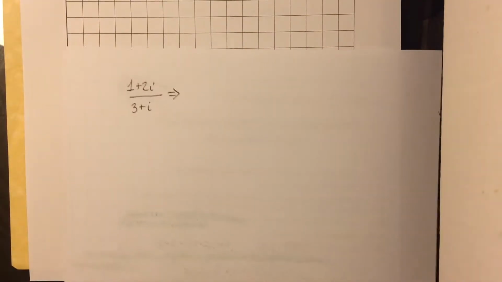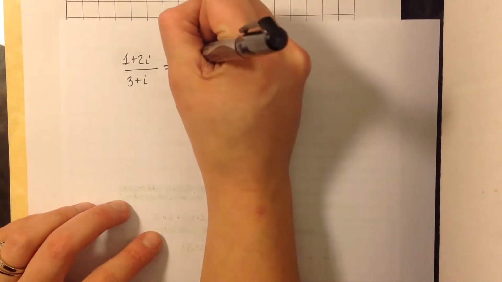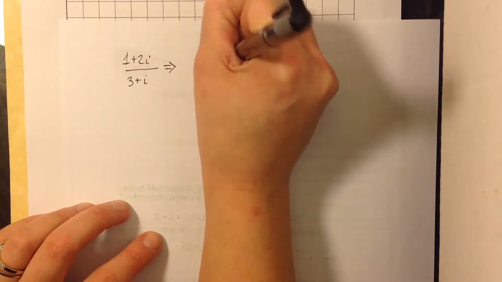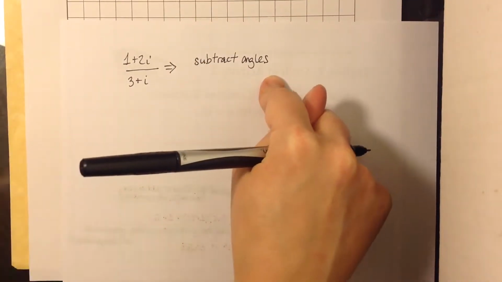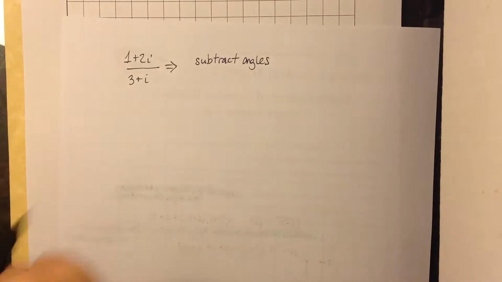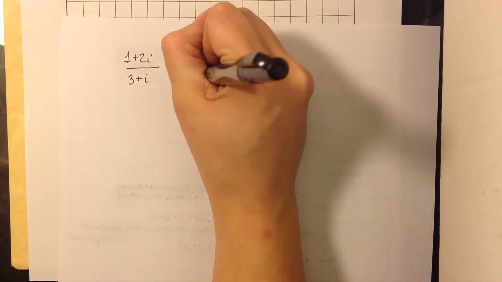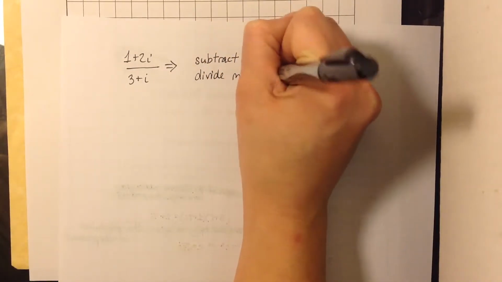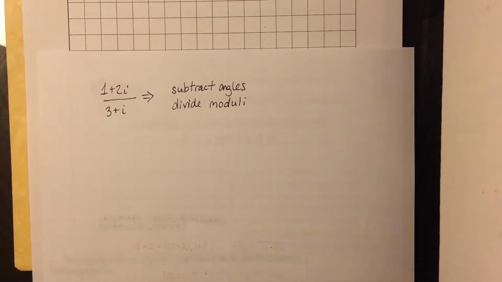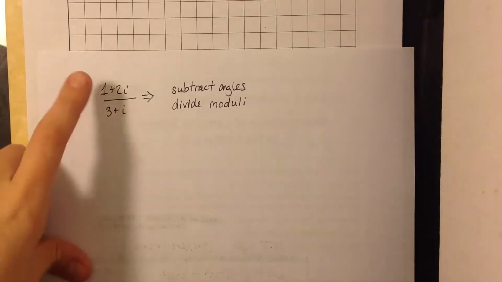So, dividing, let's real quick make some predictions. If with multiplying I added the angles, I have a strong hunch right now I am going to subtract the angles to get my final answer. And if I was multiplying the moduli to get the modulus of the answer, I am thinking I'm going to divide the moduli to get the modulus of the answer. So let's see what happens. First off, I know that the angles of these two, flipping back to the front real quick, 1 plus 2i has an angle of 63.43.